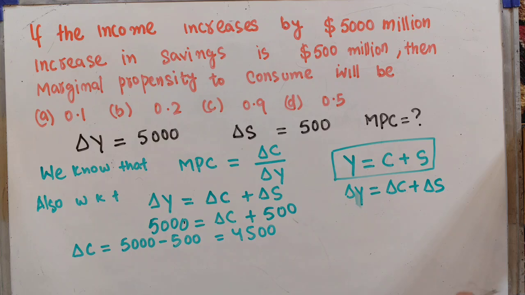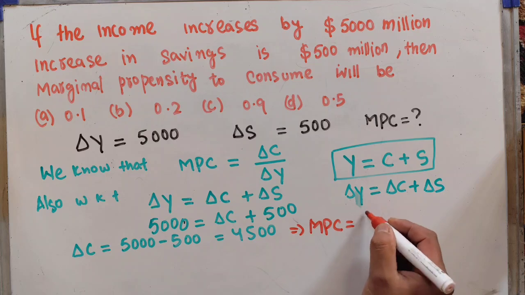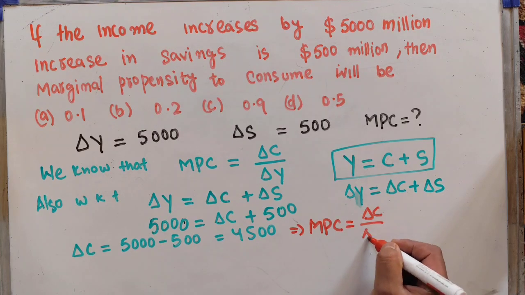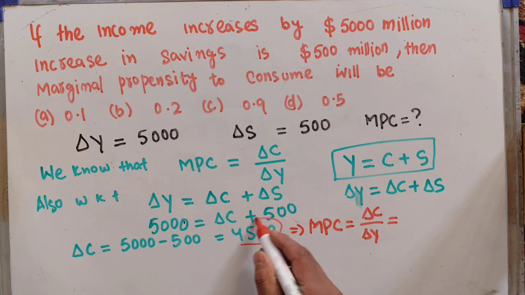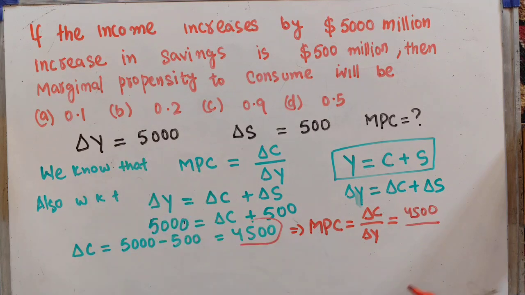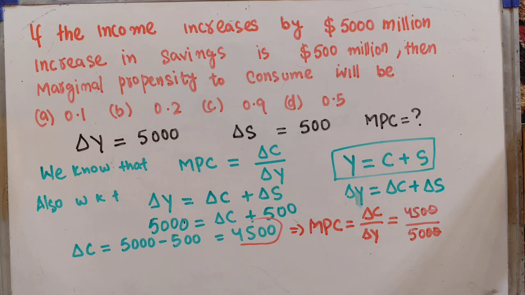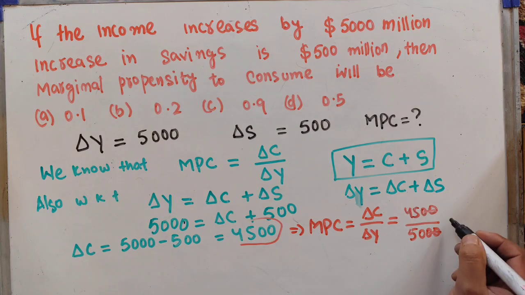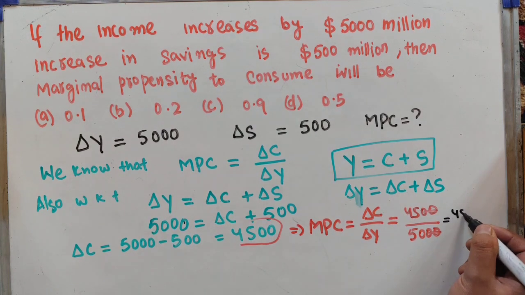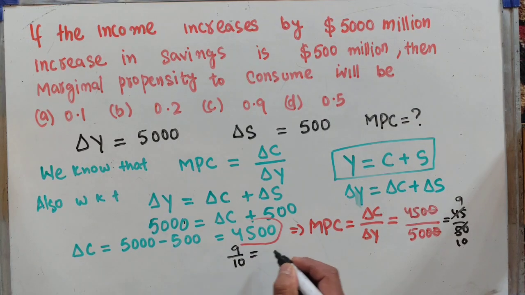Then the marginal propensity to consume will be equal to the change in consumption due to the change in income. The change in consumption we got is 4,500, upon the change in income that is given to us, 5,000. So we get 45 upon 50. 5 9s are 45, 5 10s are 50. So we get 9 upon 10, which is equal to 0.9. That means MPC will be 0.9.